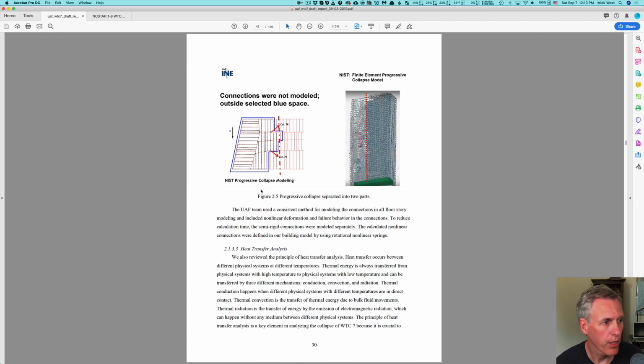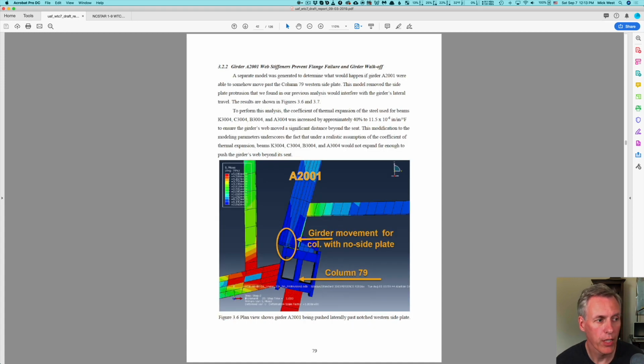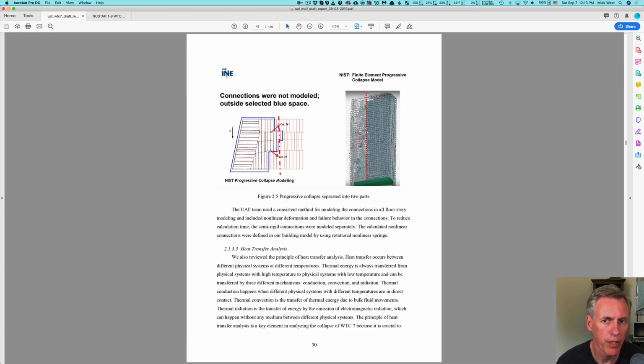My next question is, why focus on Girder A2001 when NIST did not use that in their global collapse? NIST actually used the fire damage model from their simulation, which did not include the push-off of Girder A2001, which is what you spend quite a lot of the report focusing on. So this model here, this LS-DYNA model, doesn't actually use the thing you spend most of the report debunking.